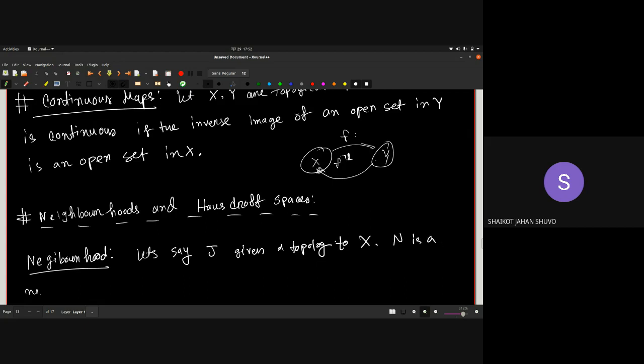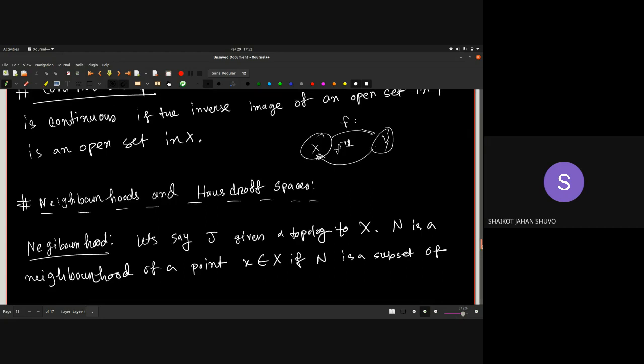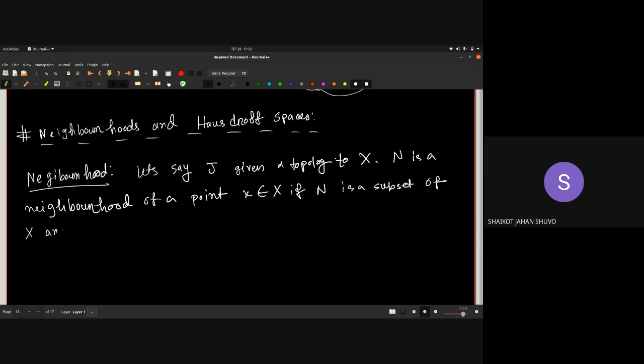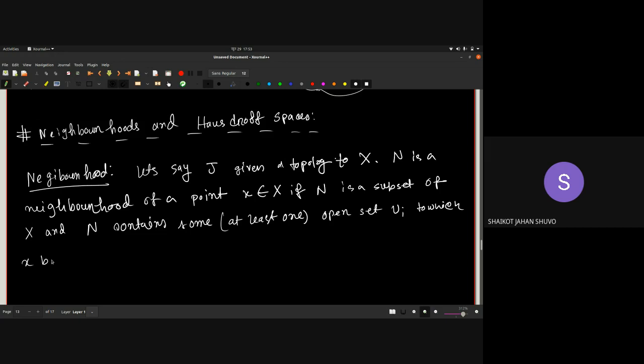x which belongs to the set capital X if N is a subset of X and N contains some, at least one, open set U_i to which small x belongs, which means small x belongs to U_i.